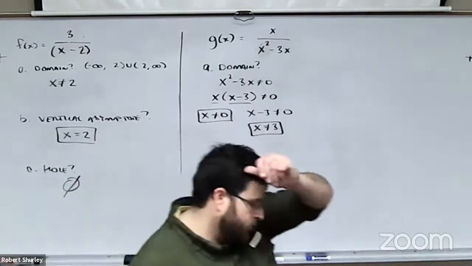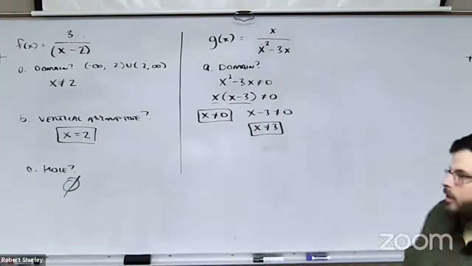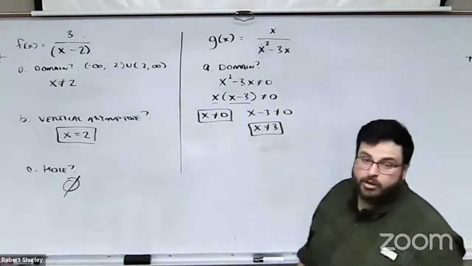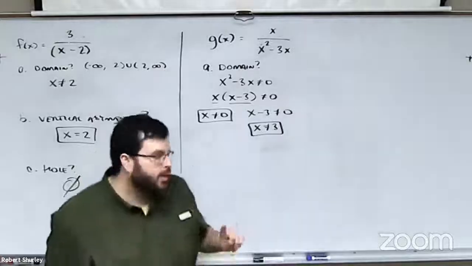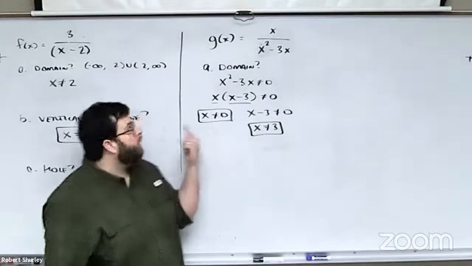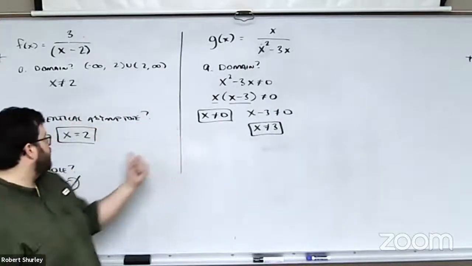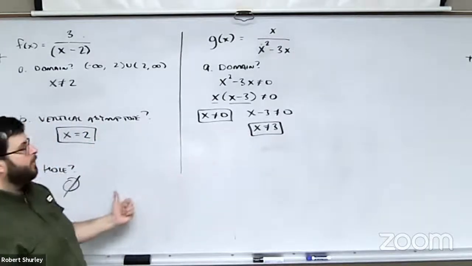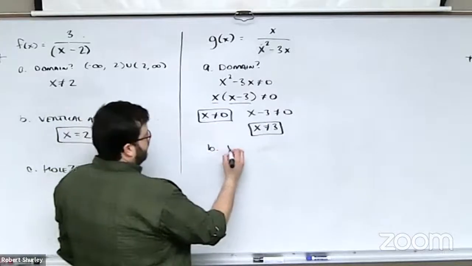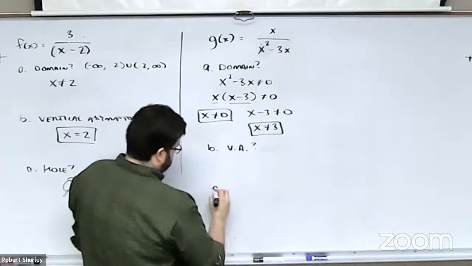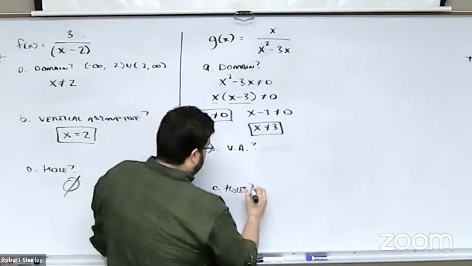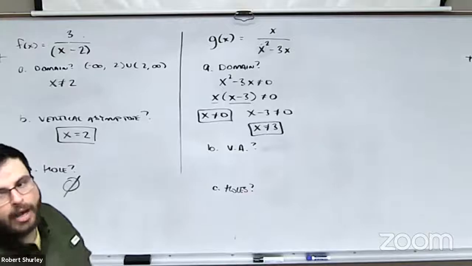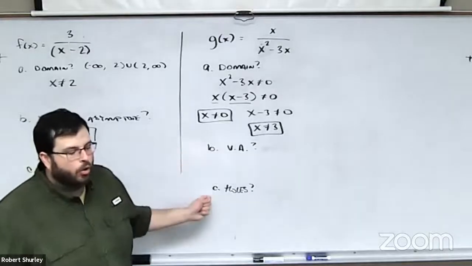I'm not going to write it out. Don't tell anybody, I'm not going to write it out in the interval form. But now we have two restrictions in our denominator. So what this means is that x equals 0 could be a vertical asymptote, or it could be a hole. Same thing with 3. 3 could be a vertical asymptote. 3 could be a hole. So I'm going to put B, vertical asymptotes or holes.